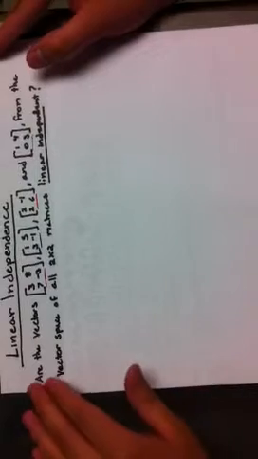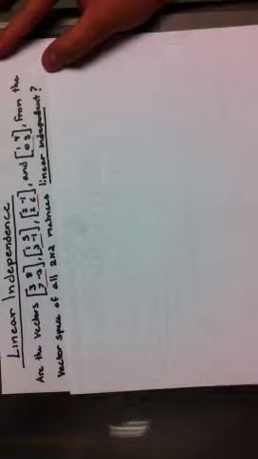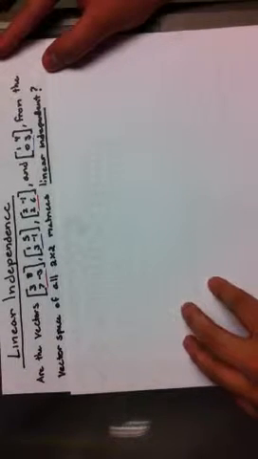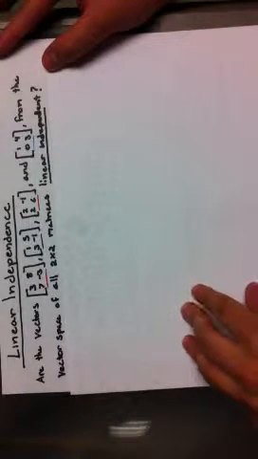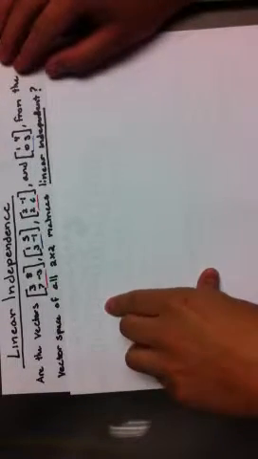Alright, in this video I'm going to show you how to solve two linear independence problems. The first problem is, are the vectors [3, 8, 7, -3], [1, 5, 3, -1], [2, -1, 2, 6], and [1, 4, 0, 5] from the vector space of all 2 by 2 matrices linearly independent?